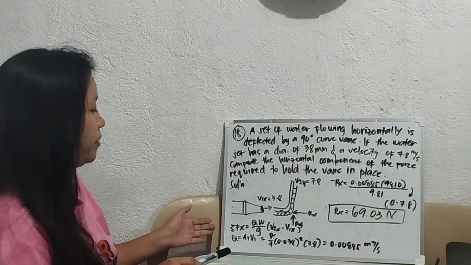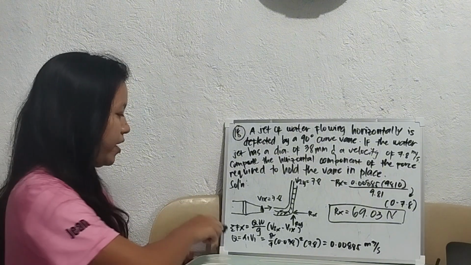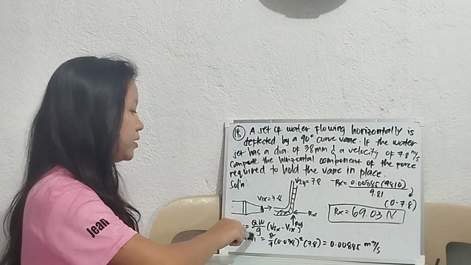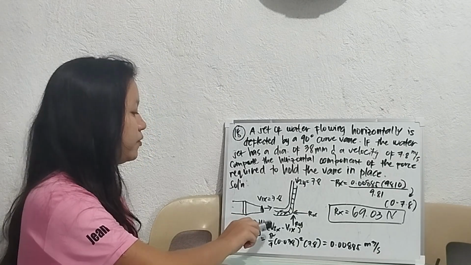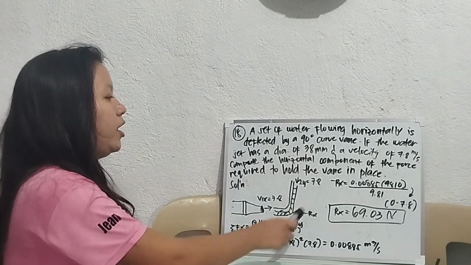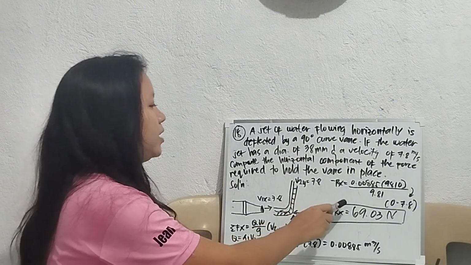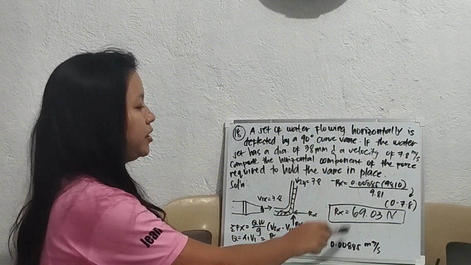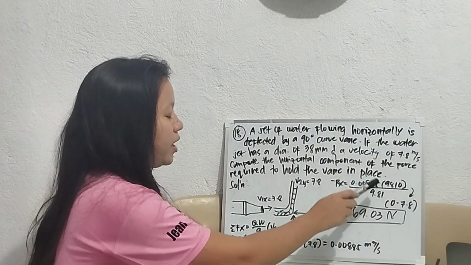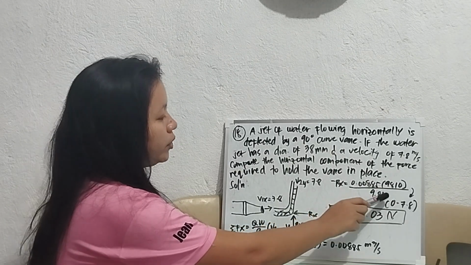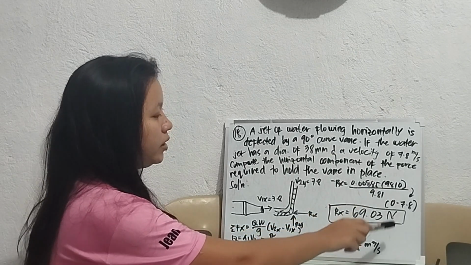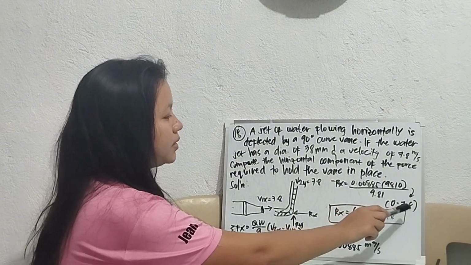So the next one is we have the formula: summation of Fx equals Q times the unit weight of water over gravity times V2x minus V1x, which is negative Rx equals Q, which is 0.00885, times the unit weight of water, which is 9,810, over the gravity 9.81, times 0 minus 7.8.